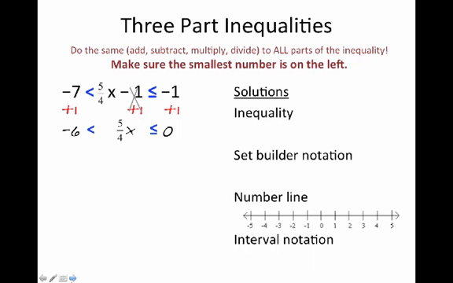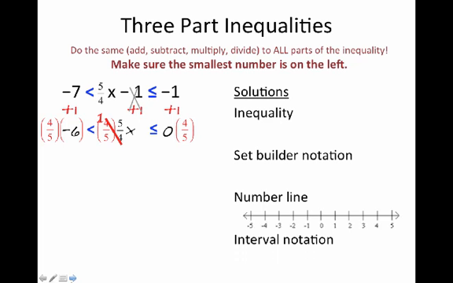And negative 1 plus 1 leaves me a 0 on the right. I didn't change any of my inequalities. Now, to get the x by itself, it's multiplied by 5/4 right now, so I'm going to multiply by the reciprocal. Because I know that when I multiply a fraction by its reciprocal, I have 1. But I've got to multiply all three parts of the inequality by 4/5. So let's do the math.